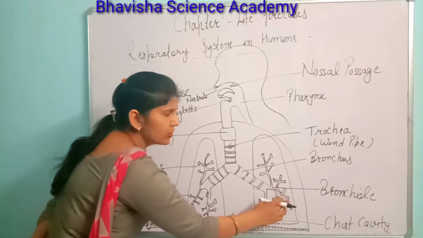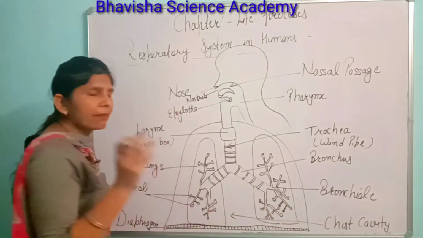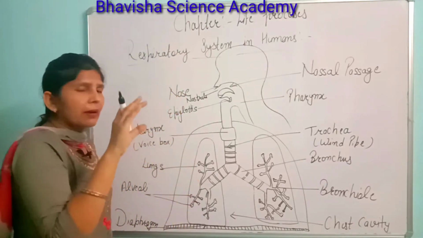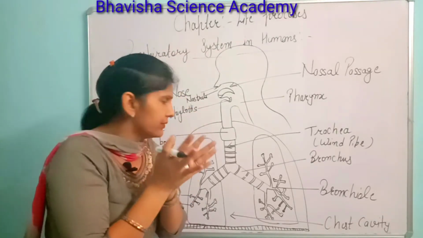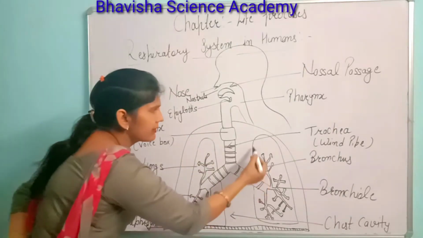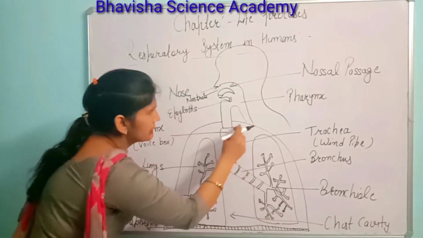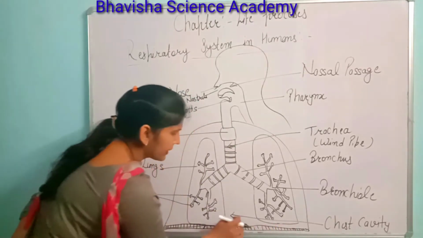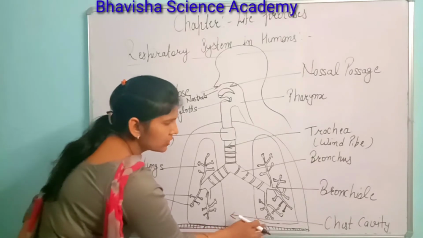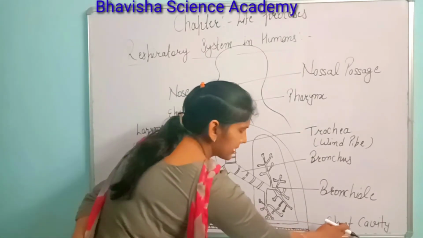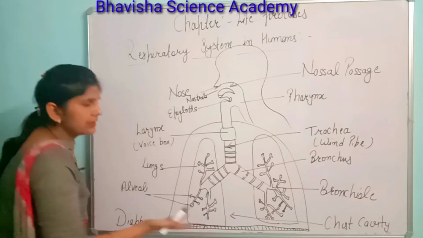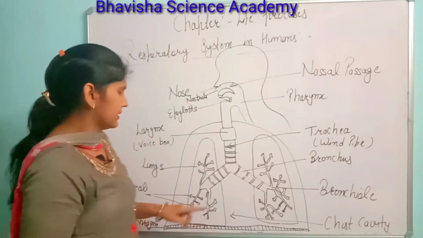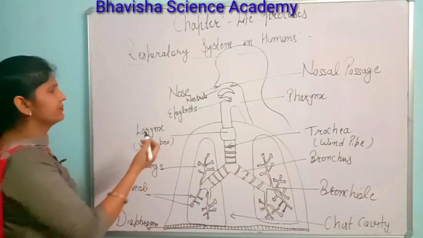At the end of the bronchioles, there is a balloon-like, bag-like structure where blood vessels surround it. These are the lungs. This is the diaphragm. That hollow area below the lungs is known as the chest cavity. The diaphragm separates our stomach part and our lungs part.